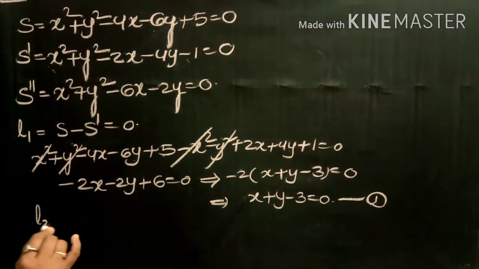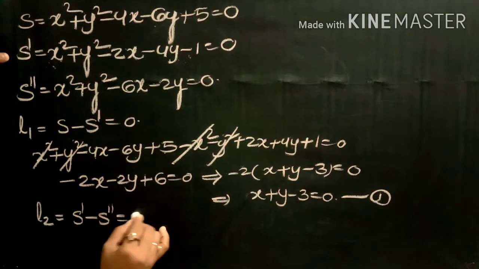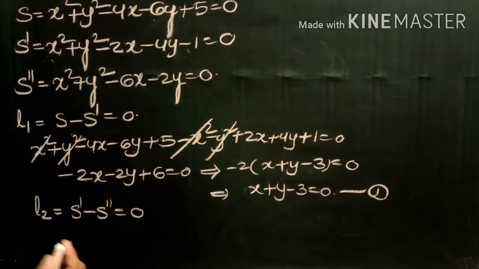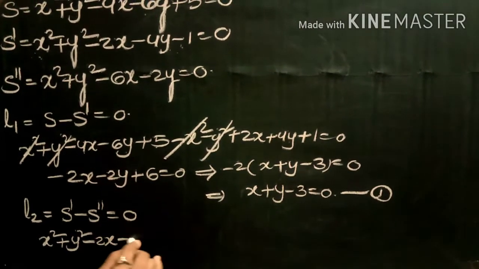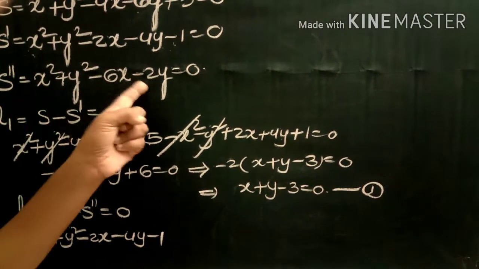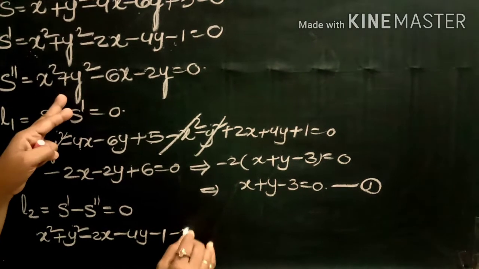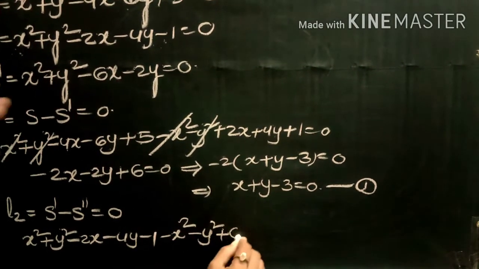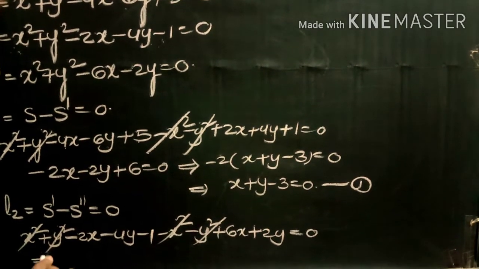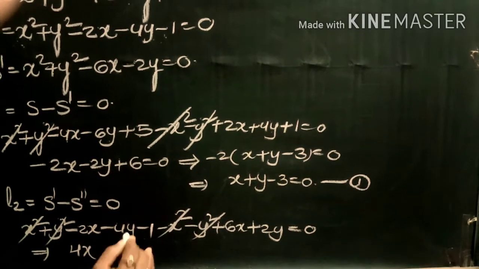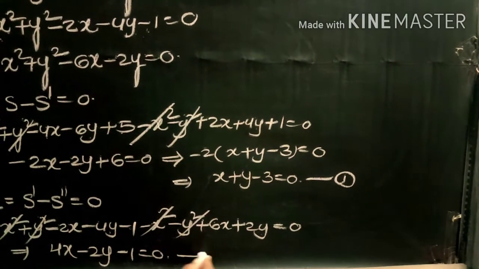Now we are finding the second radical axis, L2 is equal to, here we take the equation as S dash minus S double dash equal to 0. Second circle minus third circle. That is second circle equation, which is x square plus y square minus 2x minus 4y minus 1 minus S double dash. That is, we are taking this equation by changing the signs of all those terms, that is minus x square minus y square plus 6x plus 2y equal to 0. Which implies here these two terms are cancelled, that is 6x minus 2x is 4x, minus 4y plus 2y is minus 2y, minus 1 equal to 0. This is the second equation.